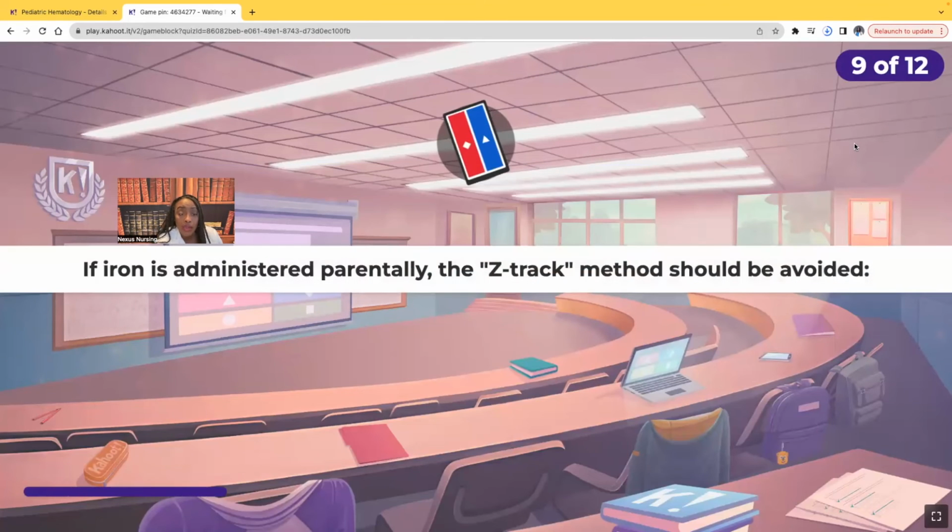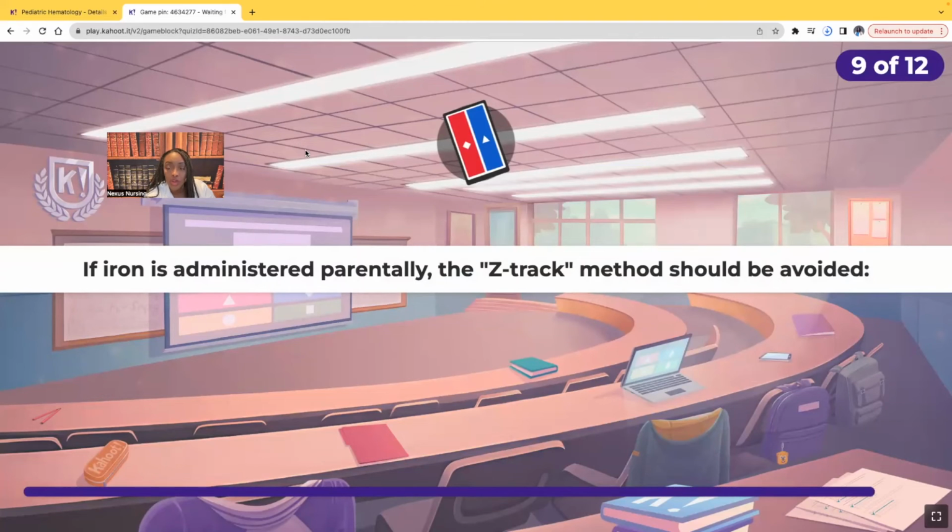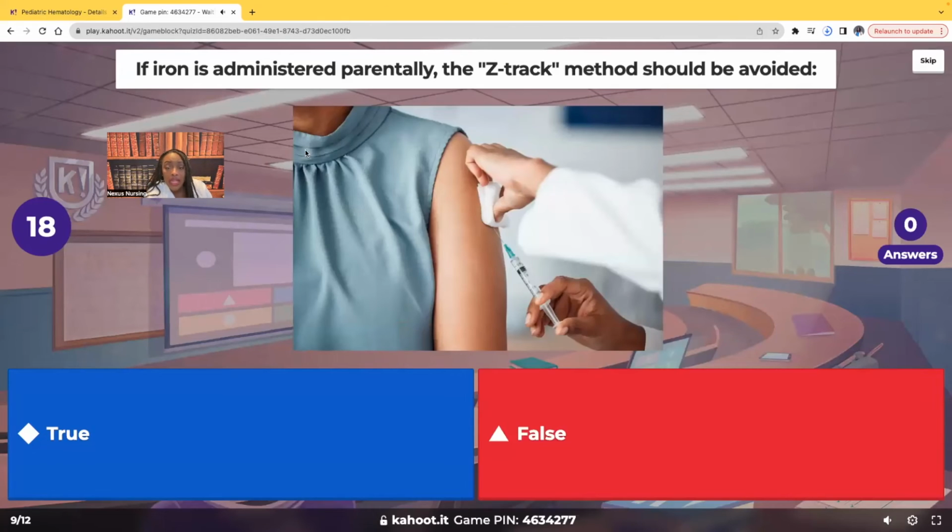All right, true or false? If iron is administered parenterally, the Z-track method should be avoided. Is that true or is that false? If you're given iron parenterally, you should avoid the Z-track method. True or false?